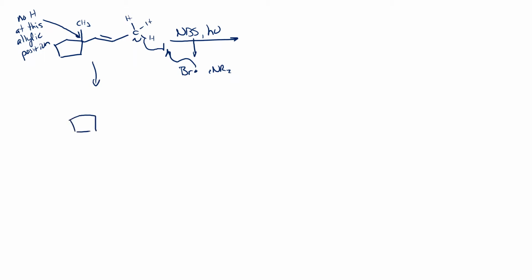Now, you may have concerns about making primary radicals, but remember that this is resonance stabilized, right? And so this primary radical is actually not too terrible because it has the resonance that helps it out. So now we think about what the two resonance structures are. We have this primary radical here, or if we move the pi bond over and create the other resonance structure, we can have a secondary radical at this position.